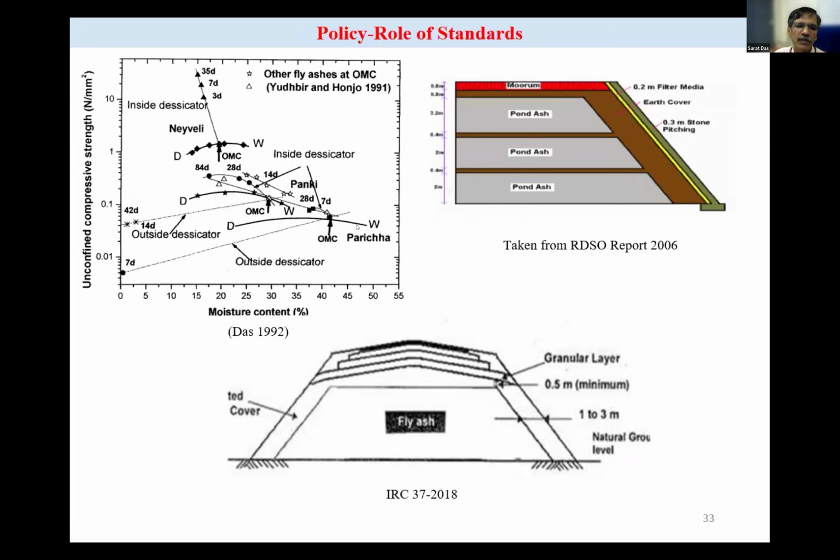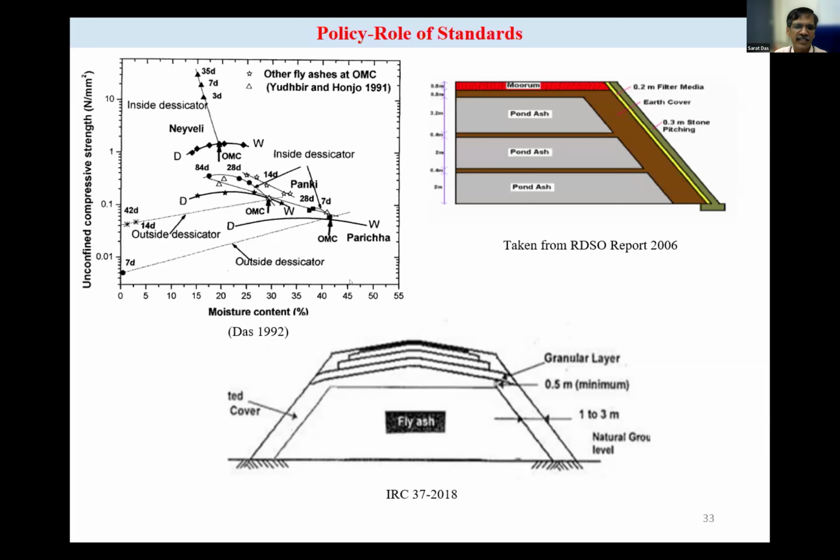When I take the strength immediately after the compaction, these are the values I am getting. But I keep it outside the desiccator. After 7 days, it has almost 0 strength for the Paricha, and for Panki also reduced substantially. If I put it inside the desiccator, I was getting the strength. At that time it was very difficult to explain, but later on I found this is due to apparent cohesion, which I could explain and publish.